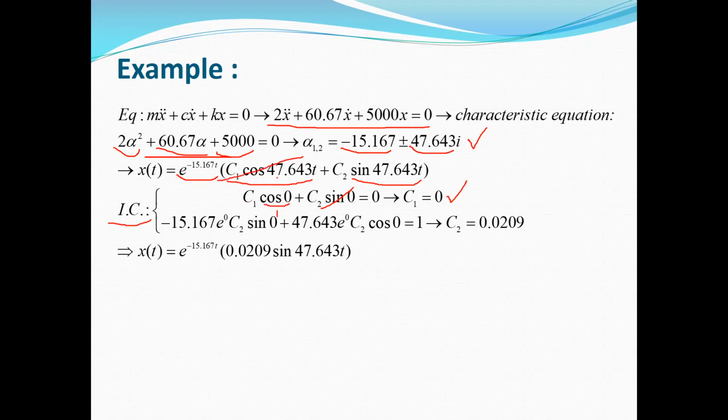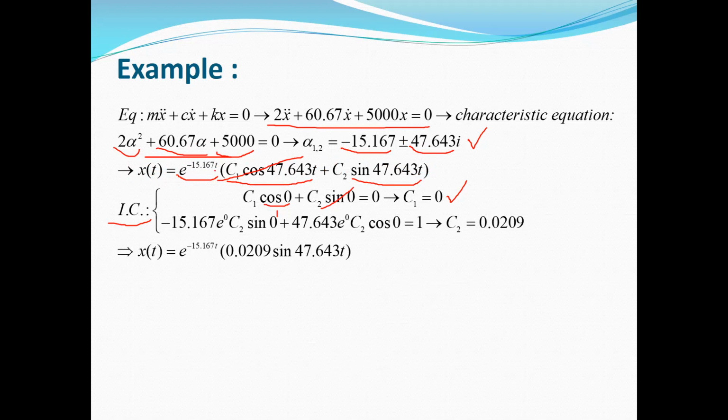So the first coefficient is 0. This term is completely removed from the response, and the response is equal to c2 times exponential of minus 15.16t times sine 47.6t. So this is the response. The next one, the initial condition is at t equal to 0, x dot is equal to 1. So we need to obtain the derivative of x with respect to time. So we will have only c2.